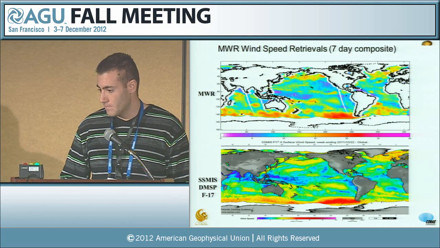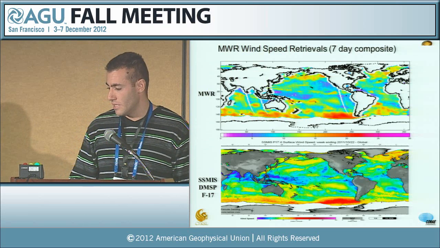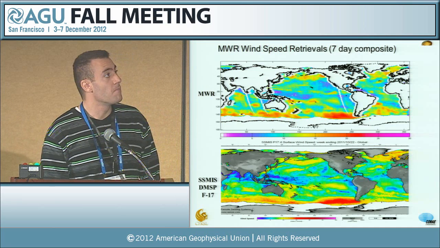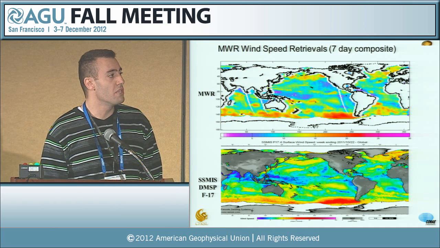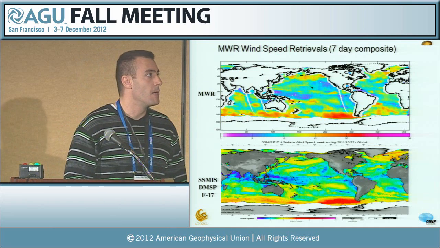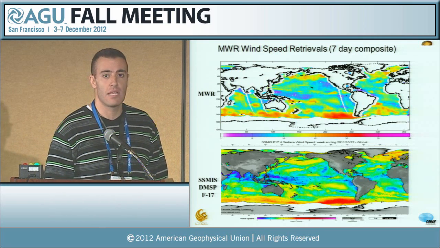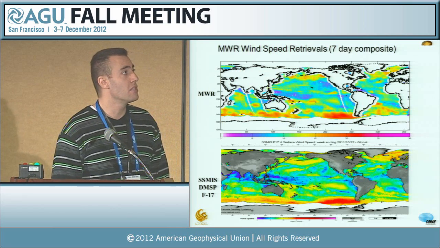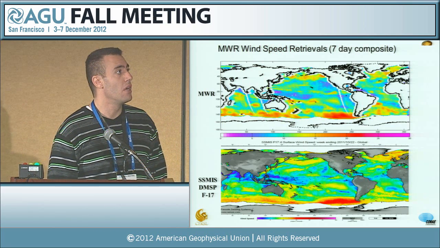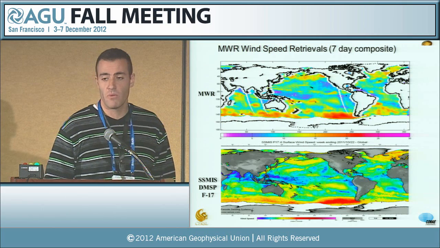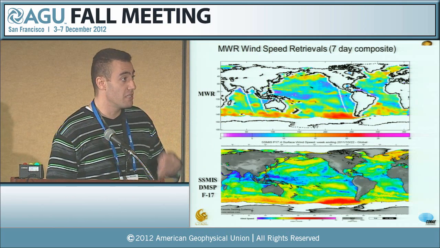This is another validation technique we used, which is to compare the wind speeds from the MWR with wind speeds from SSMI. This is a 1-week data set that has been earth gridded and smoothed out to generate a wind speed map. And this is an SSMI 1-week wind speed. This is the same week.